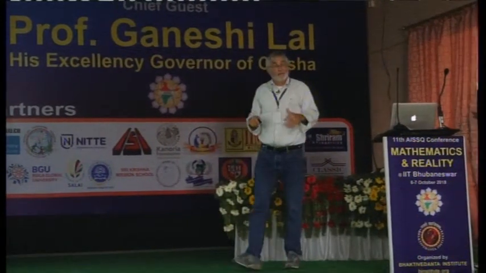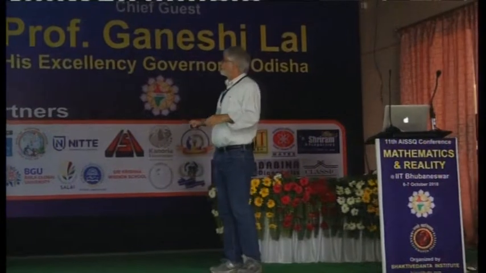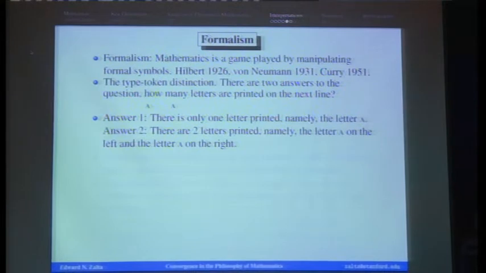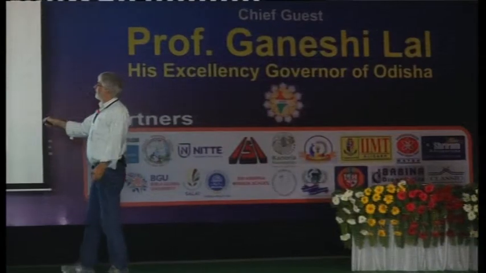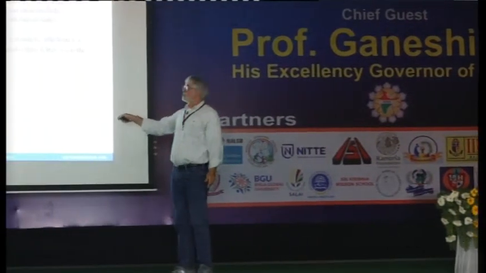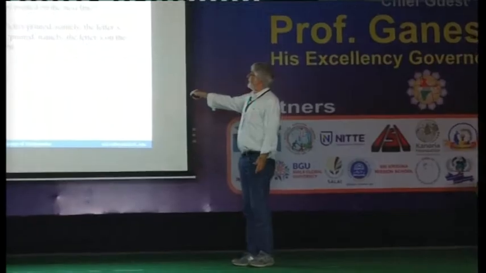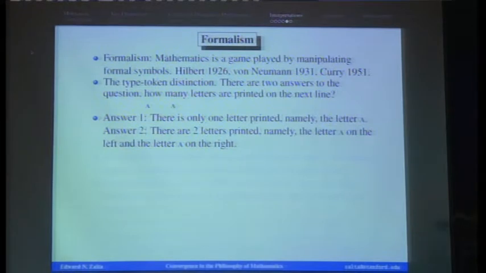Formalism. What about formalism? Well, very quickly. The formalists say mathematics is a game played by manipulating formal symbols. But what are symbols? Of course, if you want to talk about symbols, you have to invoke the type-token distinction. If I ask you, how many letters are printed on the next line? How many letters are on that line? Well, there's two possible answers. There's only one letter printed, namely the letter A, or you could say there are two letters printed, namely the letter A on the left and the letter A on the right.